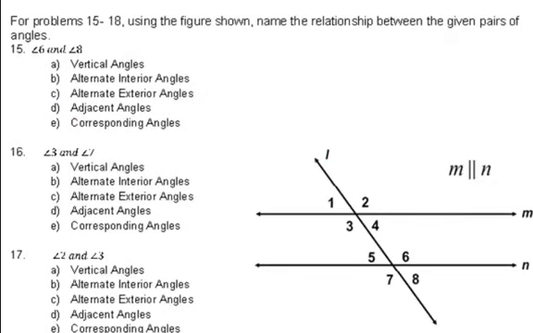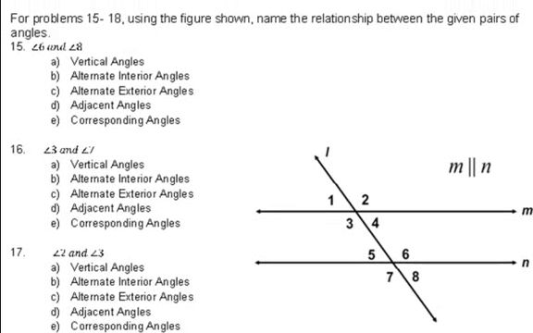Okay, here we go. 6 and 8. All right, so here's 6. Here's 8. What do we call those? Well, are they vertical angles? No. Are they alternate interior angles? Interior means on the inside, and then they would alternate back and forth. No. Okay? Alternate exterior. That means they have to be on the outside, and then they cross over the transversal. No, not those either.